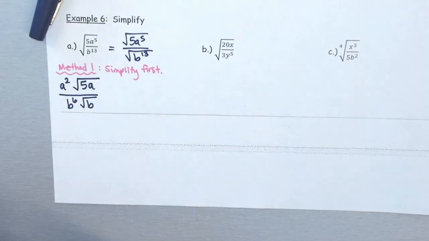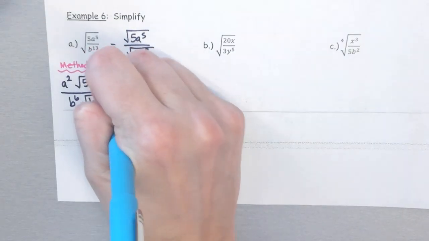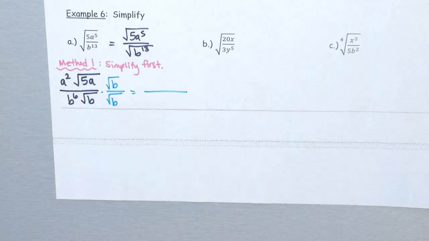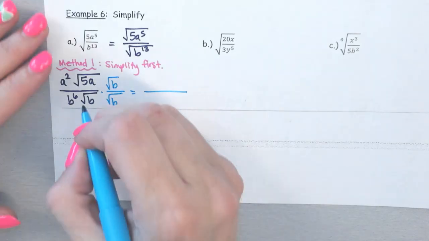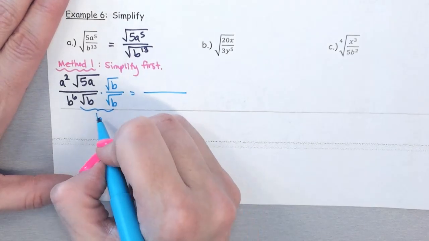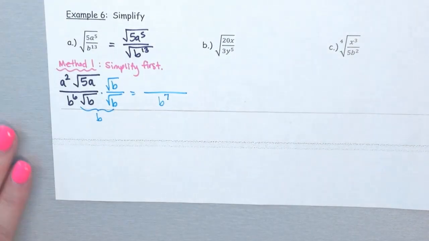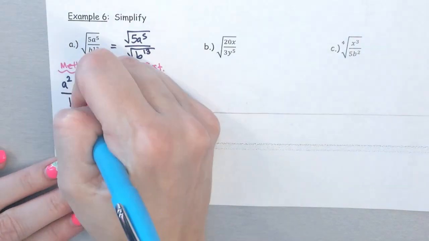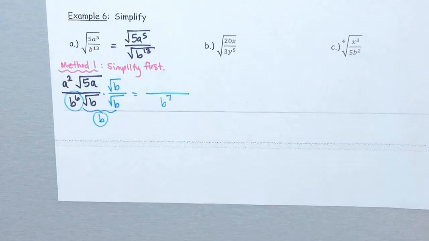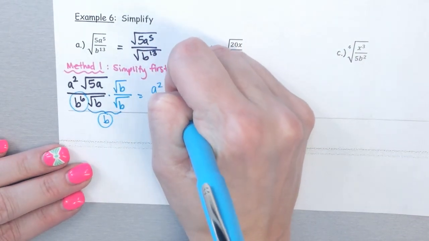So we said if the denominator is the square root of b, we're going to multiply by the square root of b over itself. If you do that, the square root of b times the square root of b is b. So b times b to the 6 is b to the 7th. Okay, so don't forget to multiply b by b to the 6. And then this would be a squared square root of 5ab.